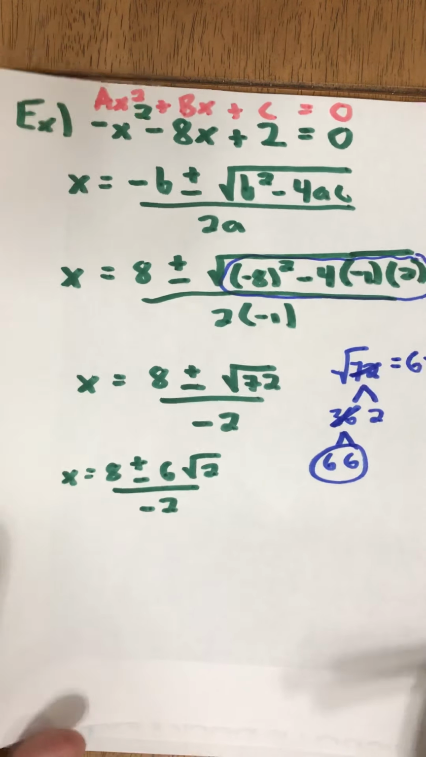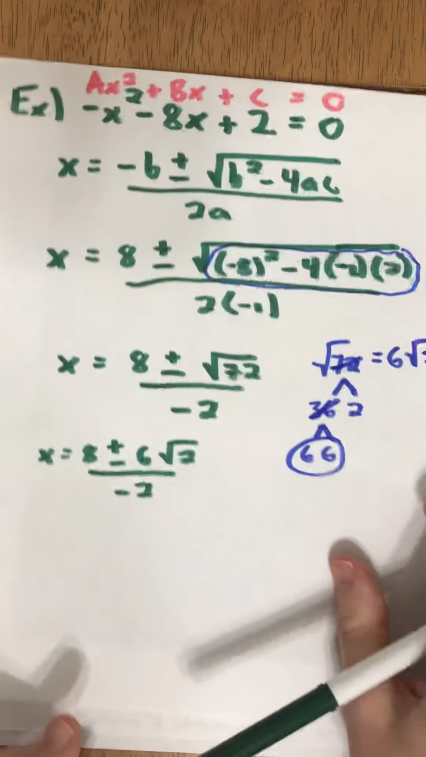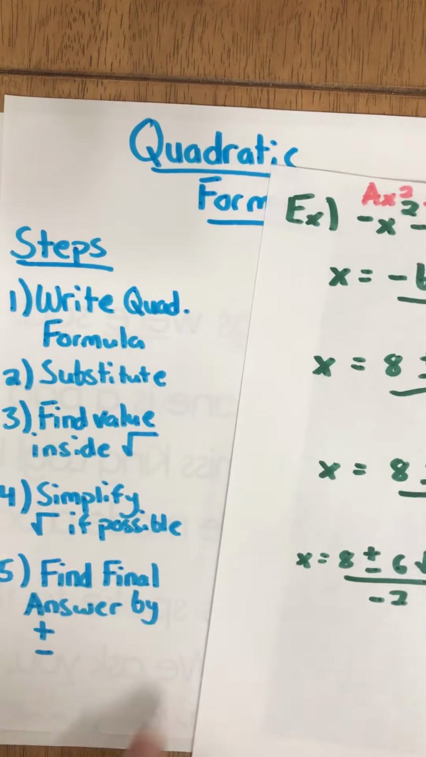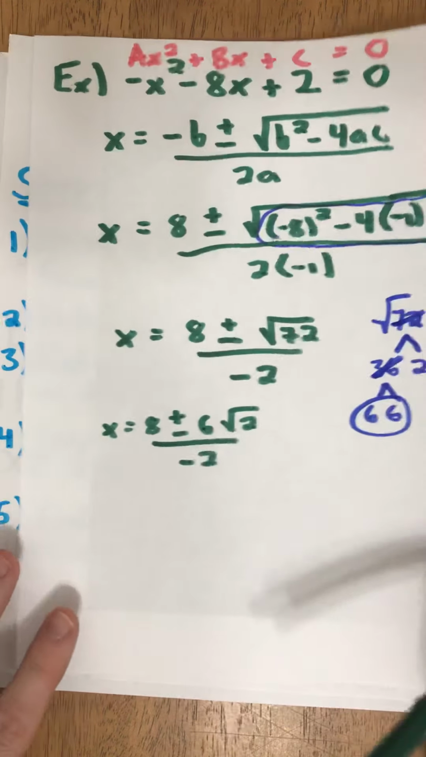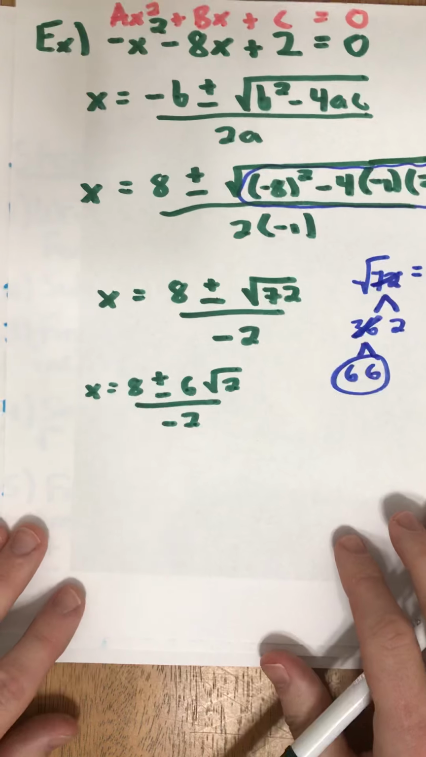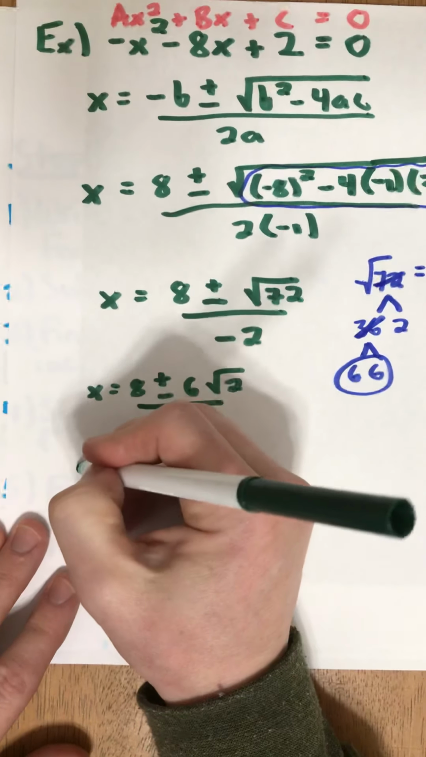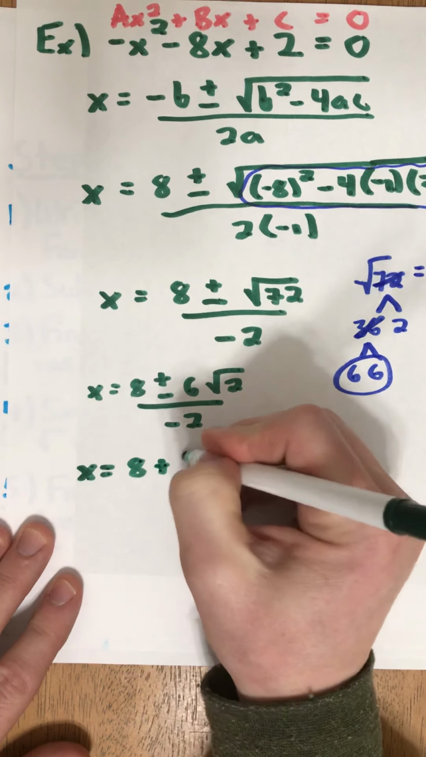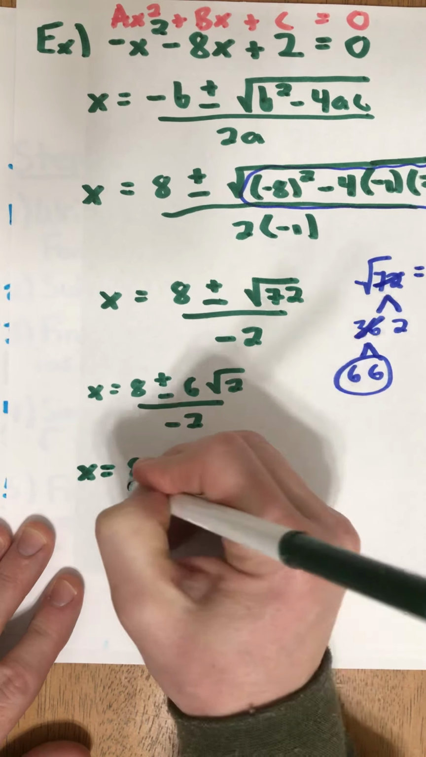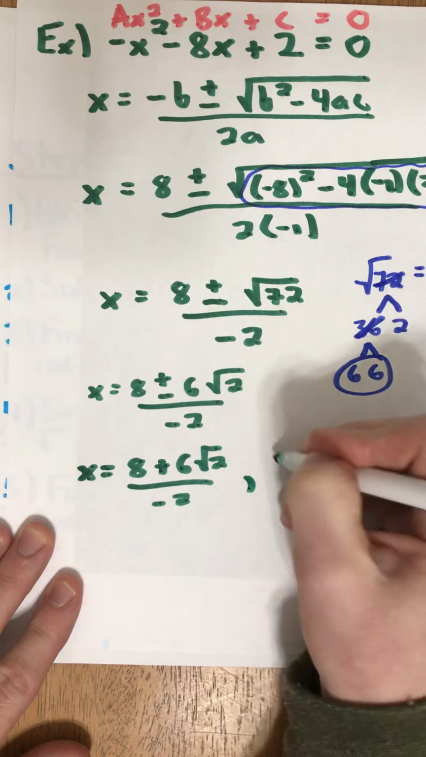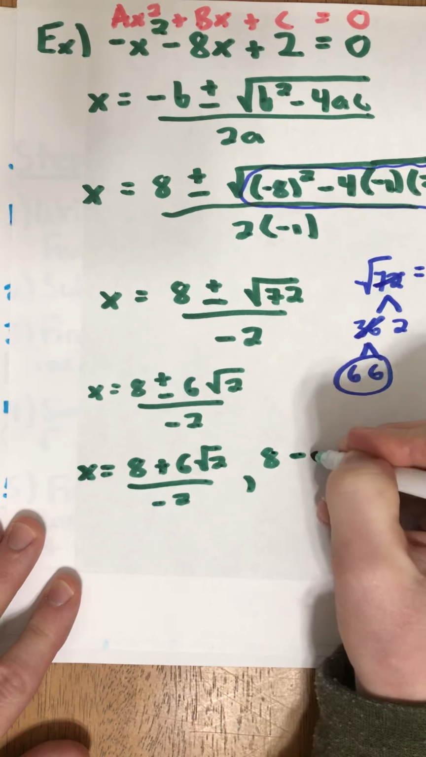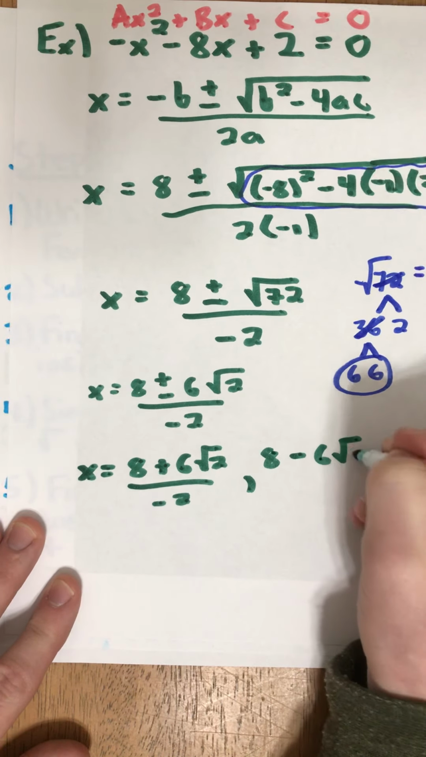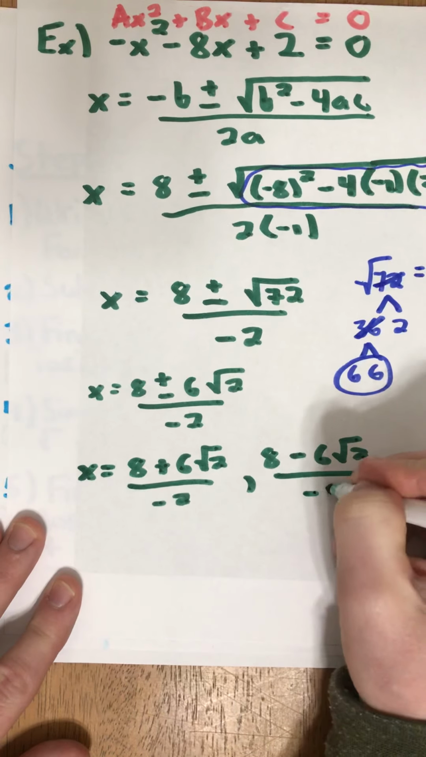All right, now the toughest part is going to be my last step, my final step here. Find our final answer by adding or subtracting. All right, so I'm going to write this out so hopefully we can see it. It is going to be a little bit tricky. 8 plus 6 square root of 2 divided by -2, and then 8 minus 6 square root of 2 divided by -2.